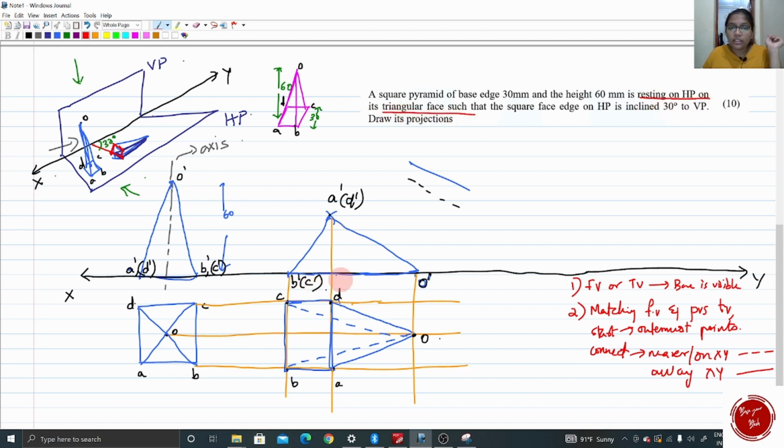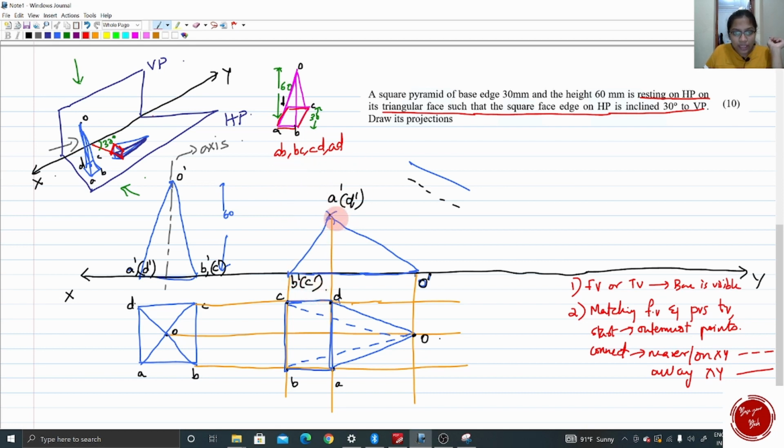See, the triangular face is lying on xy. Now the next constraint is the square face edge on HP. The square face edge on HP is inclined 30 degrees to VP. Now we have to make this. Which is the square face edge which is touching HP? Here you can see AB, BC, CD and AD are the square face edges. Just see which is touching this XY.